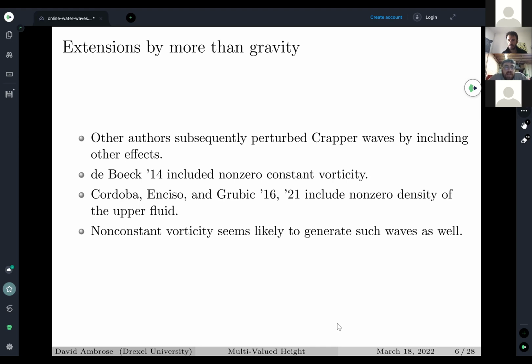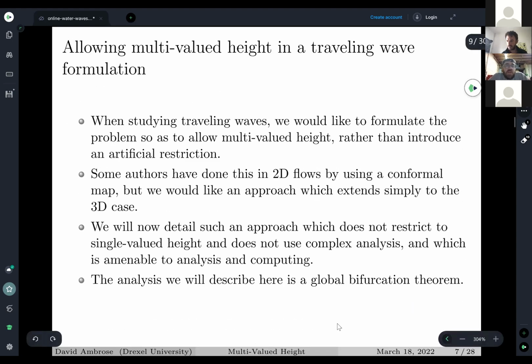And I say non-constant vorticity seems likely to generate such waves as well. So you do expect features like vorticity and surface tension both to allow for these overturning waves.